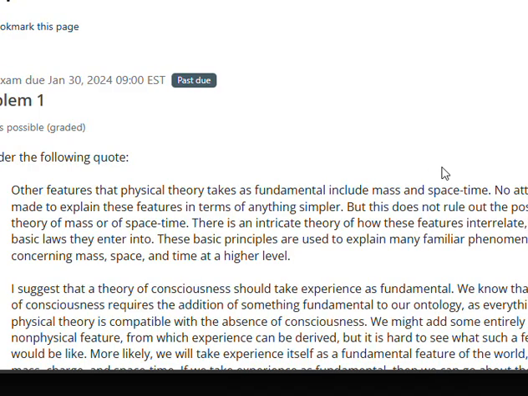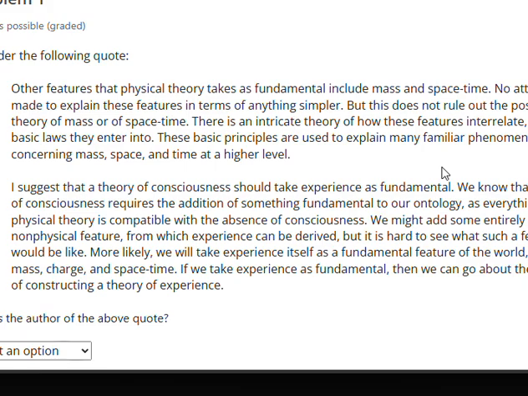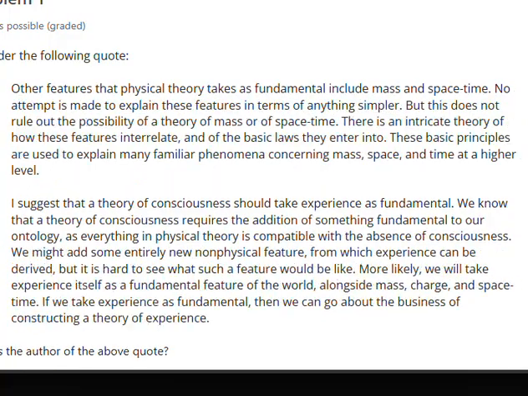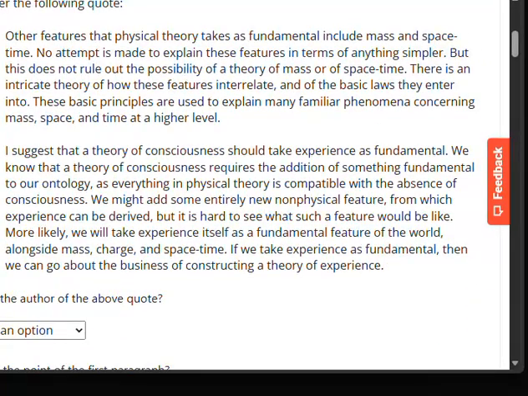All right, so I'll read it out loud. Other features that physical theory takes as fundamental include mass and space-time. I would get a pen and jot down a few notes throughout the test. No attempt is made to explain these features in terms of anything simpler.